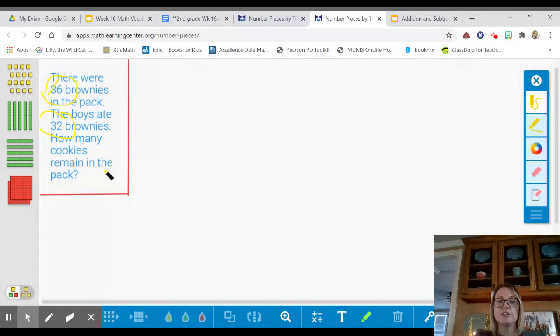And what keywords did you find? It's one of our vocabulary words from the week. Remain, that's right, you found remain. Remain means to subtract. We are going to subtract on this problem.